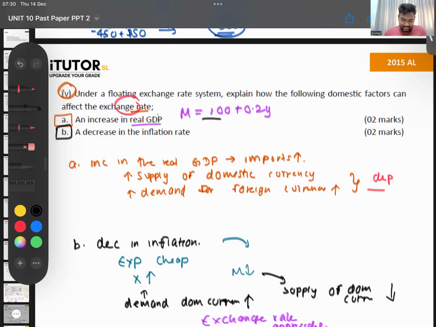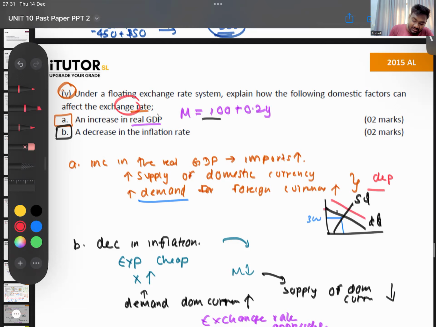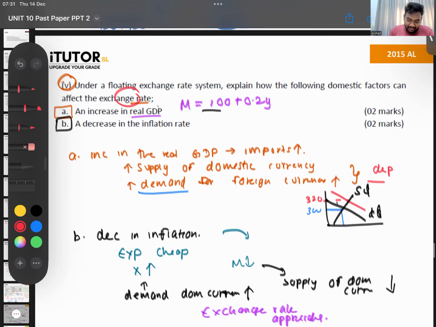Draw a graph for A. So for A you can show it this way. If you're drawing it, you can either show direct quotation or indirect quotation. If I'm showing the direct quotation graph, supply of dollars, demand for dollars, these are very basics. The demand for the foreign currency is increasing. So let's say currently our exchange rate is 300. If the demand for the foreign currency increased, so now it will be 320.